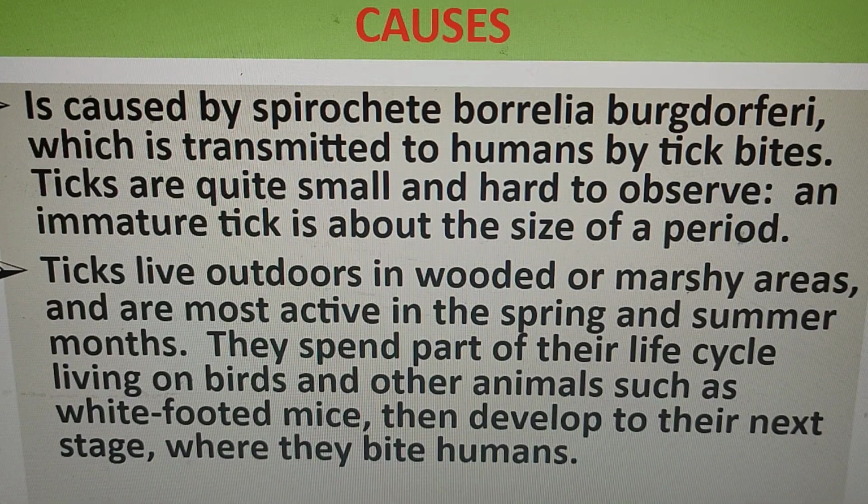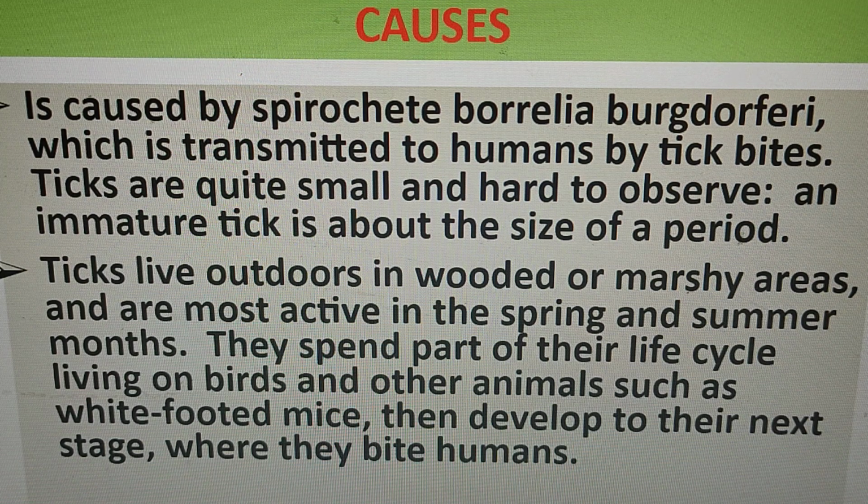The cause of this condition: Lyme disease is caused by a spirochete, Borrelia burgdorferi, which is transmitted to humans by tick bites. Ticks are quite small and hard to observe. An immature tick is about the size of a period. So small. Ticks live outdoors in wooded or marshy areas and are most active in spring and summer months. They spend part of their life cycle living on birds and other animals such as white-footed mice, then develop to their next stage where they bite humans.